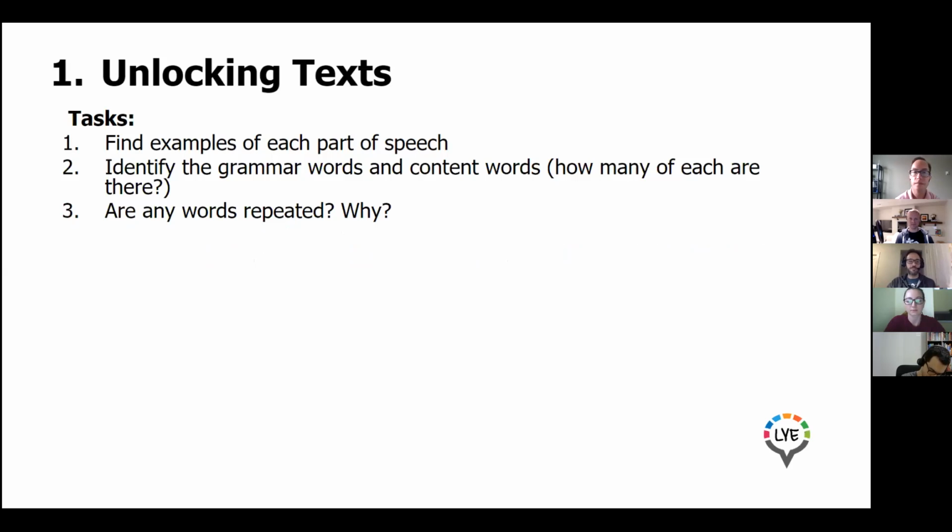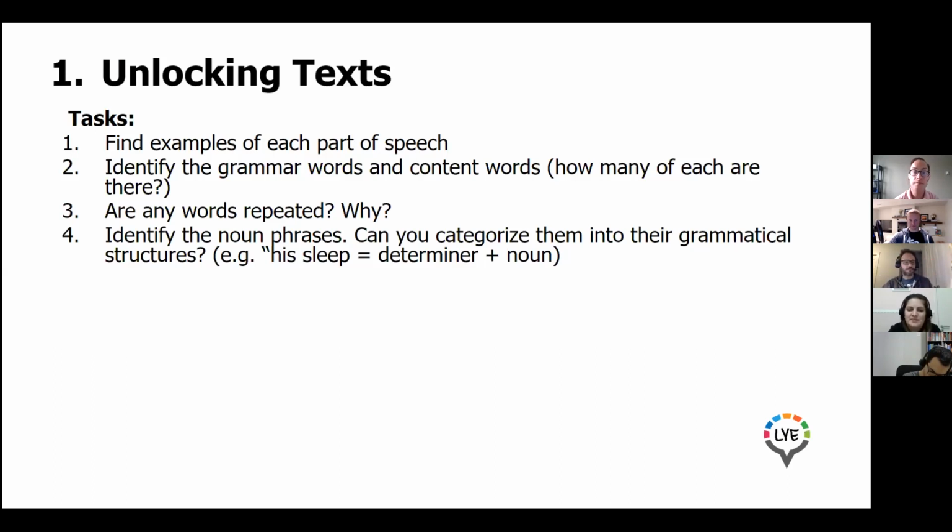Can anybody guess why words are repeated in a text? Sorry, Sandra? Emphasis? Yes, that's one reason. What else? It's usually on purpose, but probably because of the topic of the text. They're probably keywords, right? Yeah, in this text, we'll look at which keywords are repeated. What else do we have?